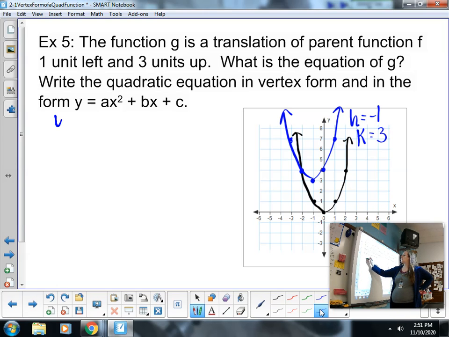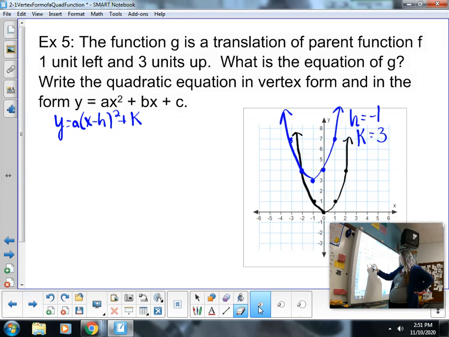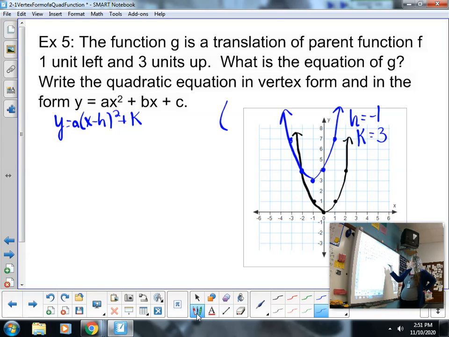So for Vertex form, I'm going to have, let's see, I know that my h and k, h is negative 1, k is 3. I'm just going to pick some other point on the graph to be my x and y. So let's use the point 1, 7. Change it up a little bit. 1, 7, I can let that be my x and y. It just has to be on the new blue equation.